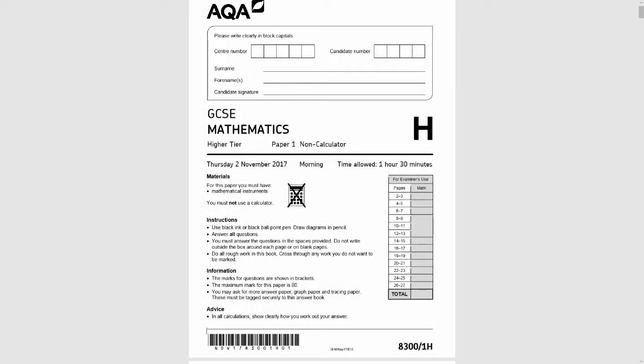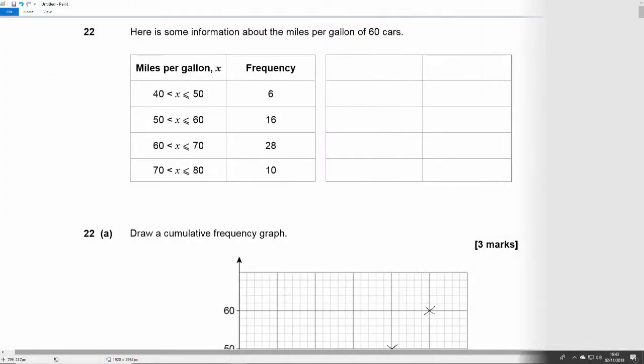In this video we're going to be looking at the AQA GCSE 8300 series. This is the first paper in the higher tier and it's the November 2017 series of exams. This is a non-calculator paper and we're picking up in question 22, which reads: here is some information about the miles per gallon of 60 cars. Miles per gallon, we've got a frequency.